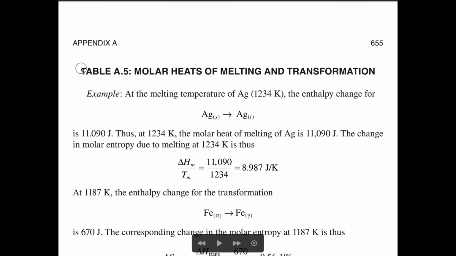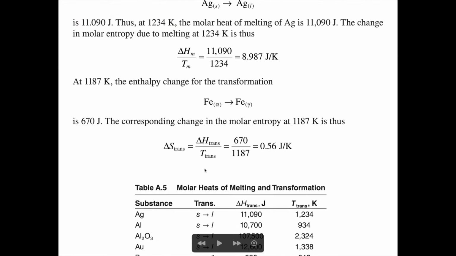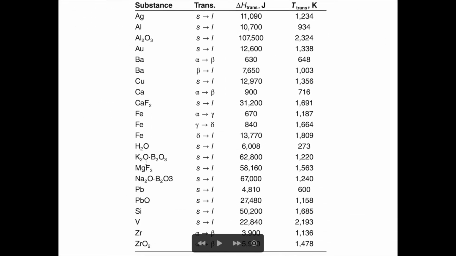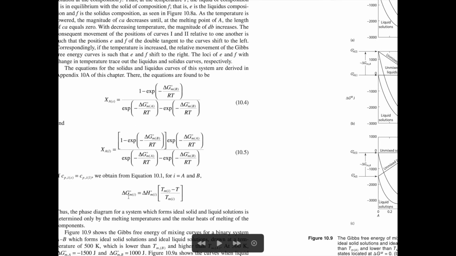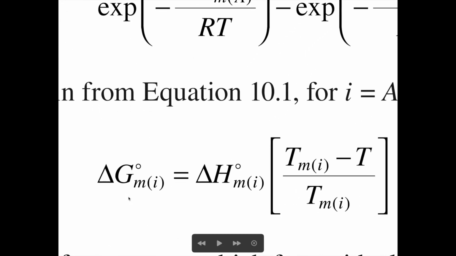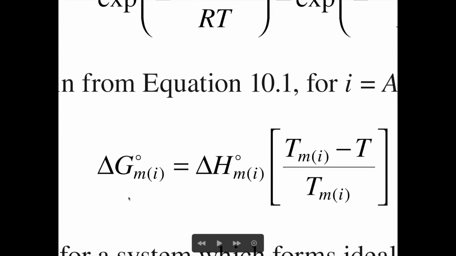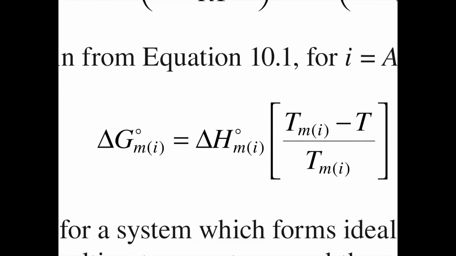Now if you go to Appendix A, Table 8.5, we have the delta H of melting for both oxides. So we will use this information. Please also look at the back of the textbook for Appendix A, Table 8.5. On Gaskell page 334, we will use this equation to solve for the delta G mixing of solid.